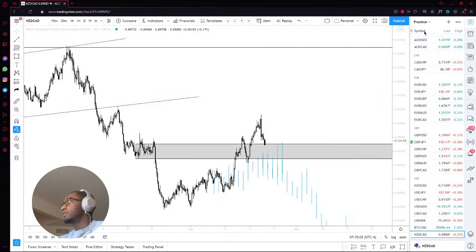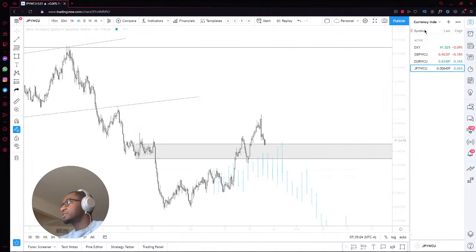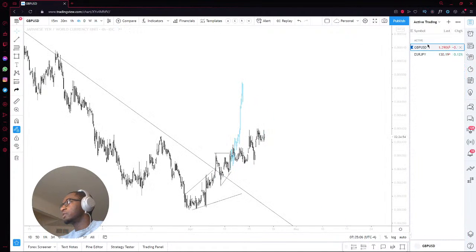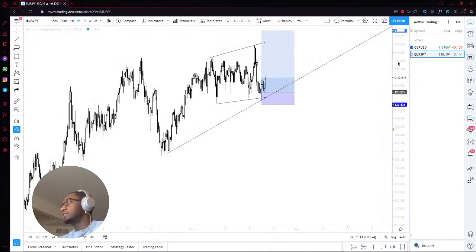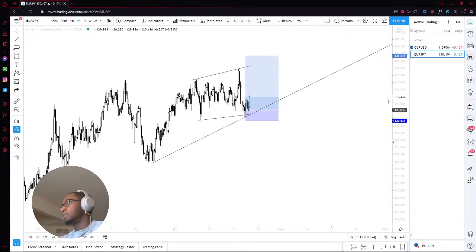Yeah. So other than that, I'm just managing two positions at the moment for the people that hopped on late. We got GU just entered for a buy position, and then EJ also holding this buy and managing it.